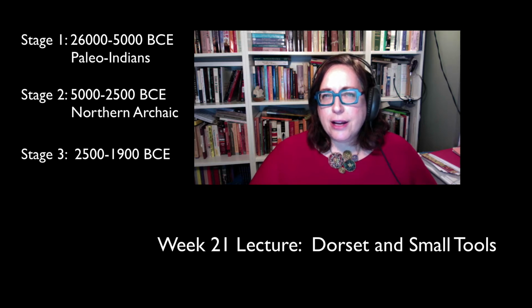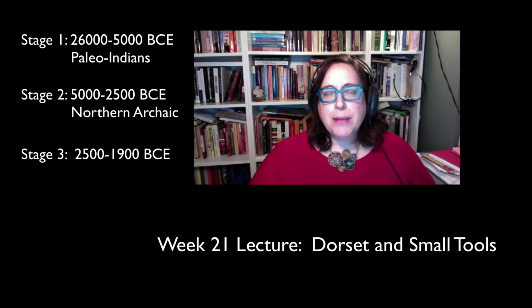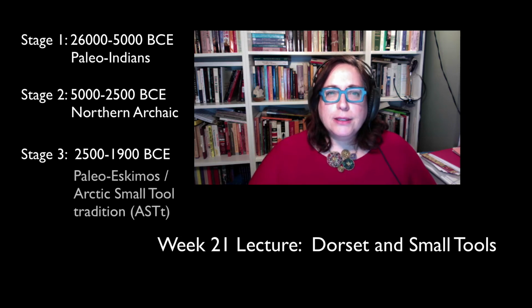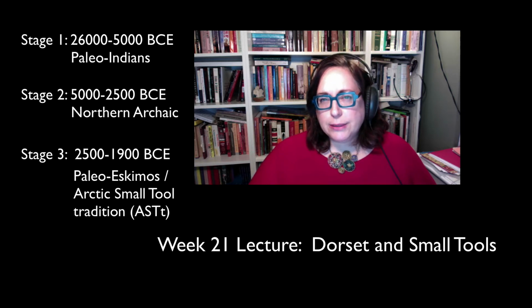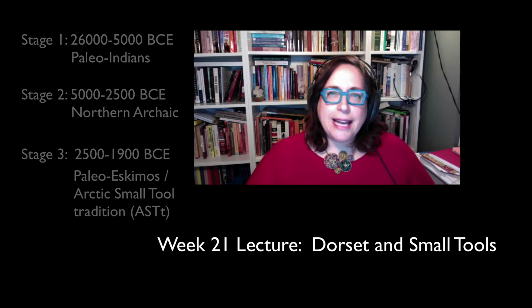2,500 to 1,900 BCE, we see the arrival in Arctic North America of a completely new wave of immigrants from Siberia. And these immigrants differ dramatically from people who had previously come before from Siberia, and also people who had lived in Beringia. So this stage 3 group of brand new immigrants are referred to by anthropologists as Paleo-Eskimos, also known as the Arctic Small Tool Tradition, or ASTT. So these are the people that eventually evolved into Dorset culture in Canada and Greenland.